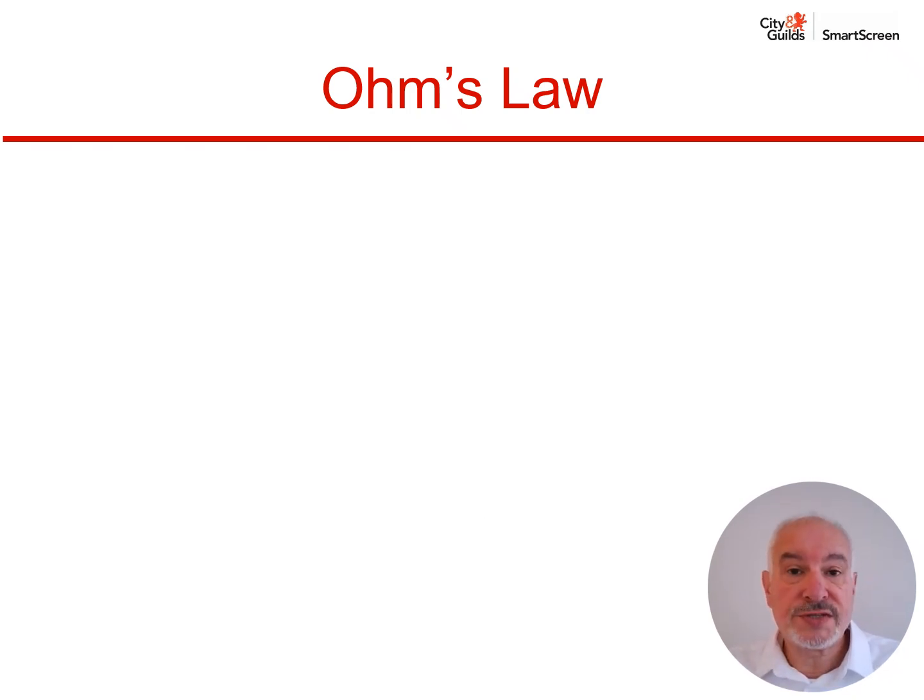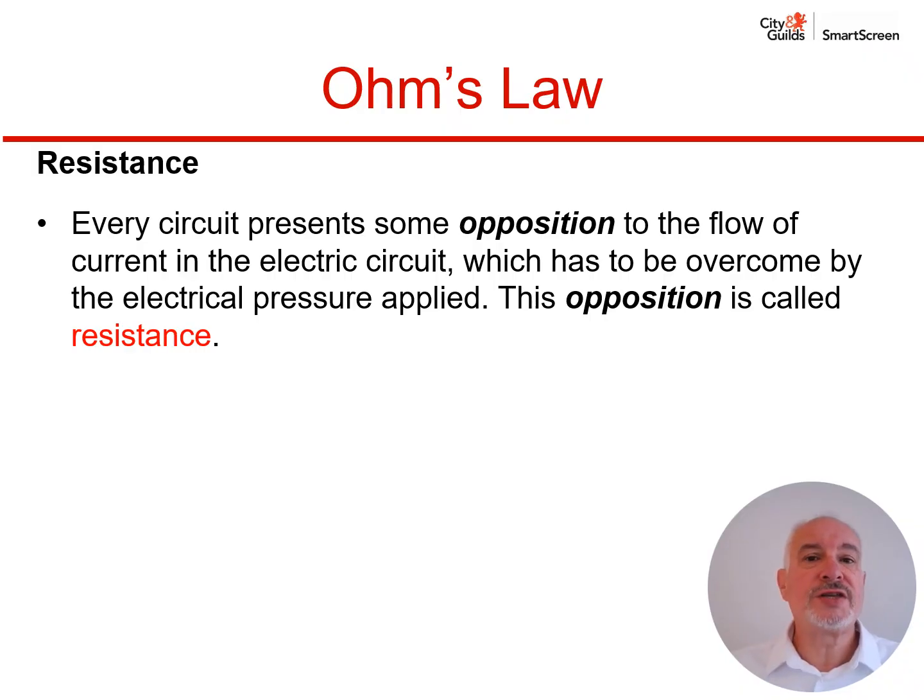The third quantity is resistance. Resistance is essentially the opposition to the flow of current. Every circuit will contain a degree of resistance to the flow of current, and this opposition is something that has to be overcome by the voltage. There has to be sufficient voltage applied, sufficient pressure applied to a circuit to overcome the resistance that's there in order for the current to flow.